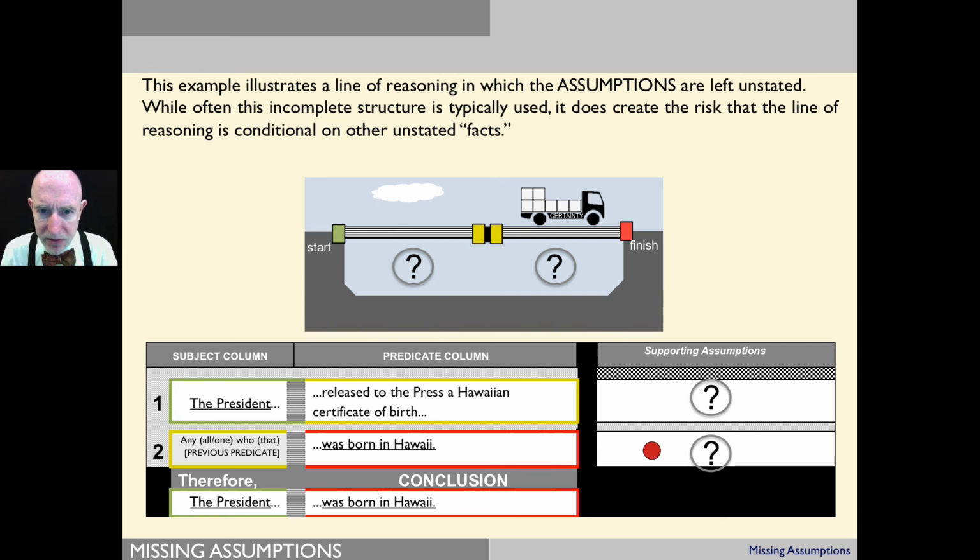Now that's okay. You don't always have to express, in the finest granularity, all of the components of your reasoning. But it's important to consider the absences because they could be significant. For example, looking at premise number 2, anyone who released to the press a Hawaiian certificate of birth was born in Hawaii. Well, what assumptions do you think that might depend on? Well, for one, it might depend on that the Hawaiian certificate of birth was not a forgery.